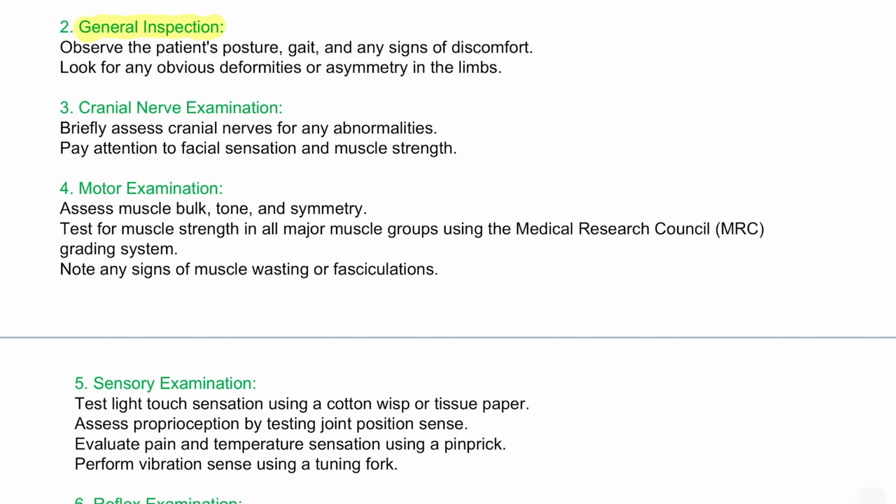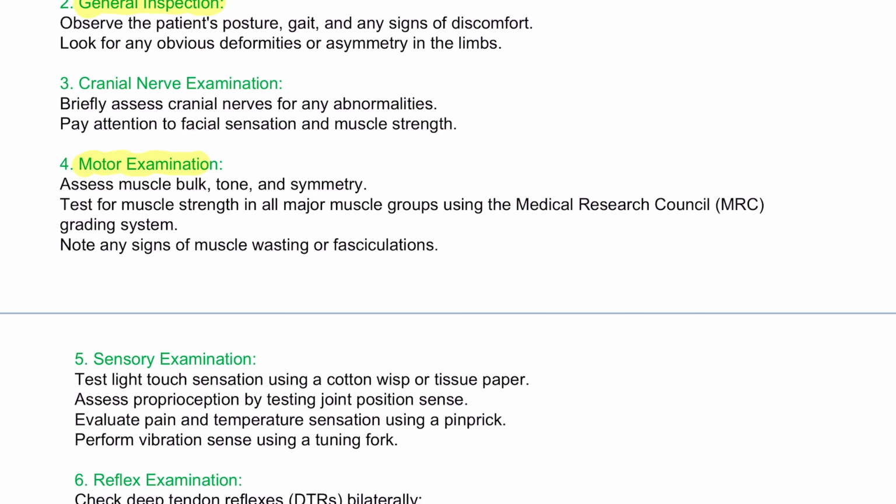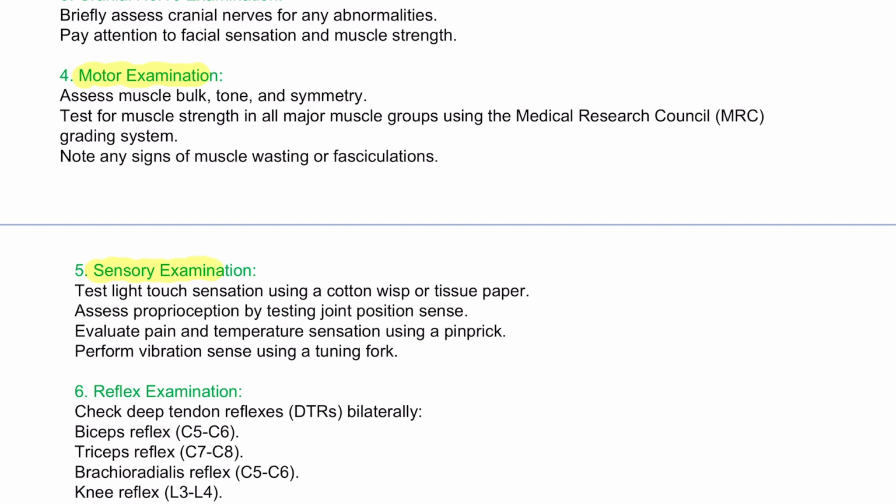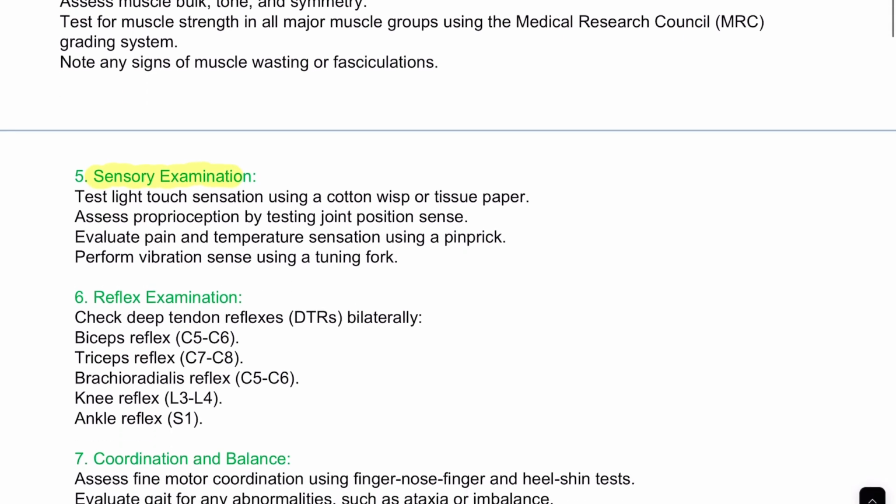After that, we're going to perform the motor examination. Assess the muscle bulk, tone, and symmetry. Test for muscle strength in all major muscle groups. We use the MRC grading system, and note any sign of muscle wasting or fasciculations. After this, we're going to do the sensory examination. Test light touch sensation using a cotton wisp or tissue paper, assess proprioception by testing joint position sense, evaluate pain and temperature sensation using a pin prick, and perform vibration sense using a tuning fork. All four modalities you have to check in the sensory examination.